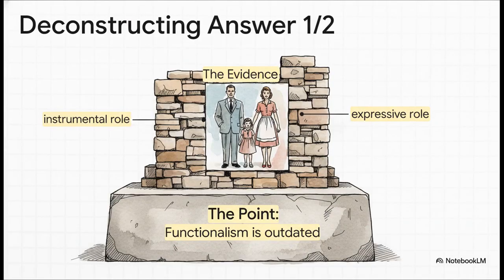So first off, it makes a really clear point right at the start. Bam! Functionalism is outdated. Super simple. Then it immediately backs this up with proper sociological evidence. It doesn't just say families. It uses the specific key terms the examiner is looking for, like nuclear family, instrumental role, and expressive role. That right there shows you really know your stuff.